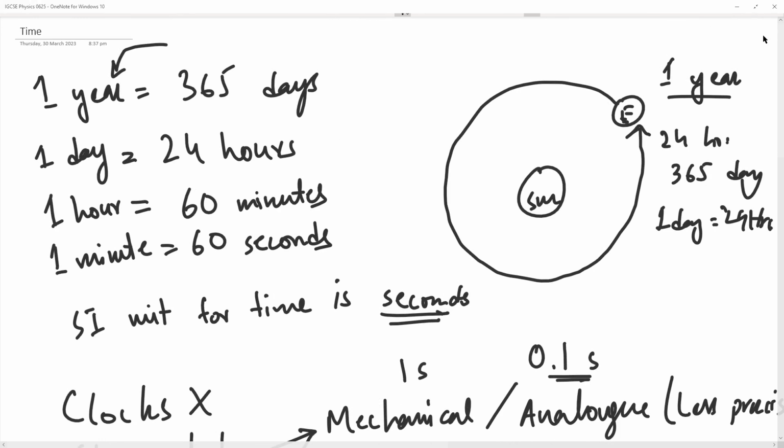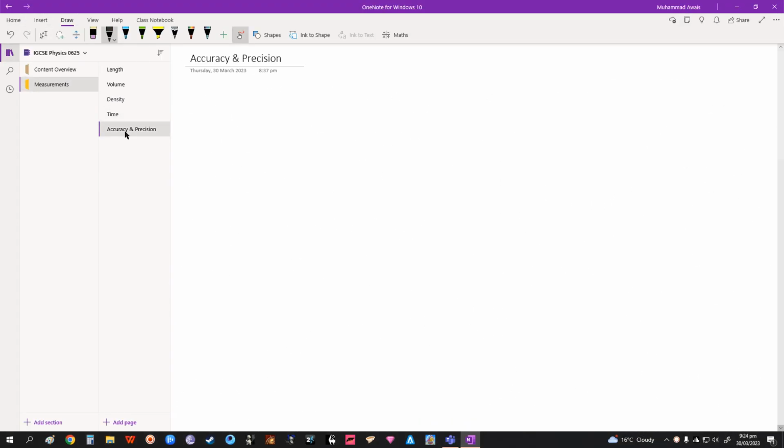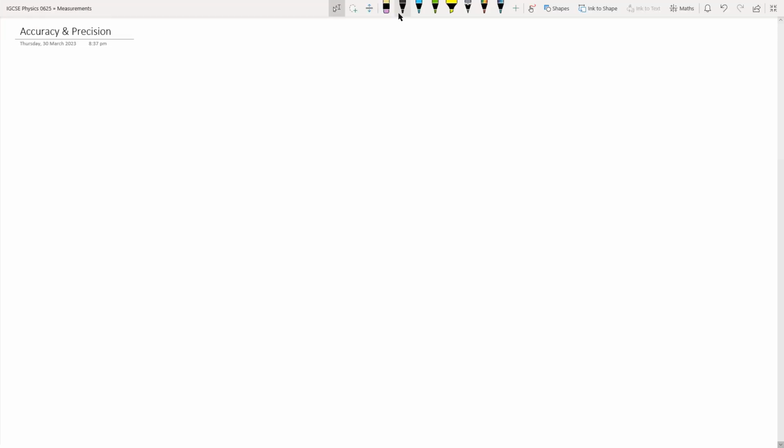So now finally moving into our last topic of this unit, which is precision and accuracy. And this is the most fun part. I actually use a different strategy to discuss this. I'm not going to define precision or accuracy. Instead, I'm just going to draw something for you.